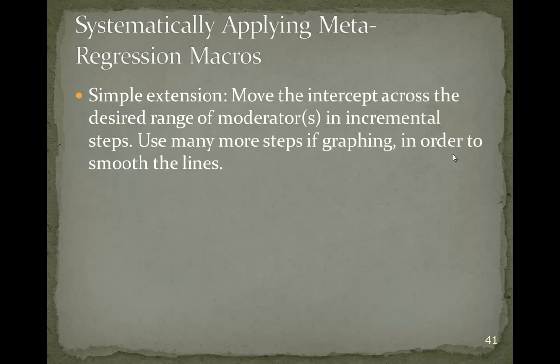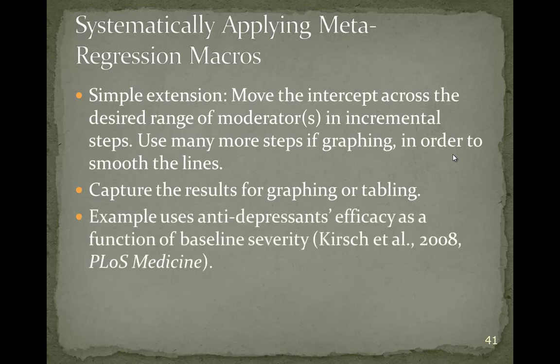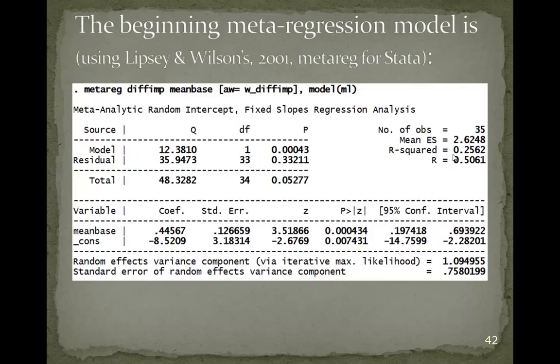So here's the simple way of doing it on your own: just systematically moving the intercept across the desired range of moderators in incremental steps. You'd use a lot more steps if graphing, if you were going to smooth the lines. And you would capture the results for graphing or tabling. So this example continues with the antidepressants example, the case.